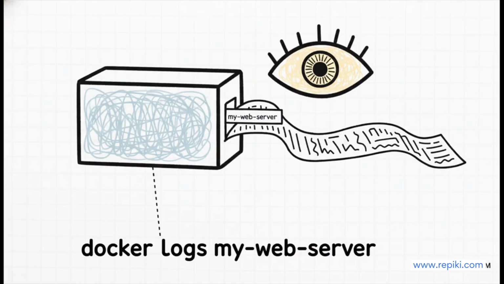Seeing that a container is running is great, but what is it actually doing? To peek inside and see the application's output, you use docker logs, followed by the container's name. For our nginx server, this is where you'd see all the access logs and any important messages it's printing out.